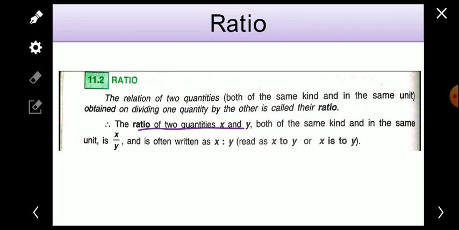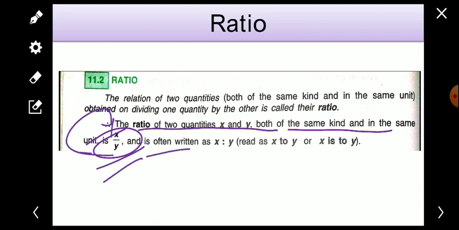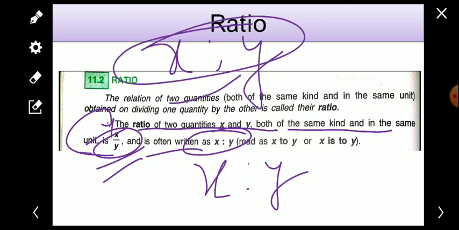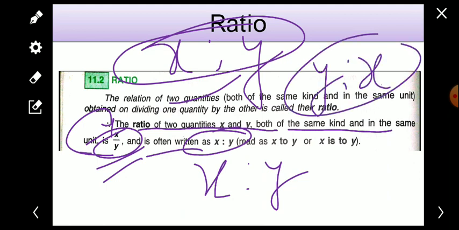The ratio of two quantities x and y, both of the same kind in the same unit, is x by y. It is often written as x is to y, x to y. So the ratio is written x to y. Got it? It is the ratio of x and y. If it is the ratio of y to x, then it is written y to x. So I hope that you understood.